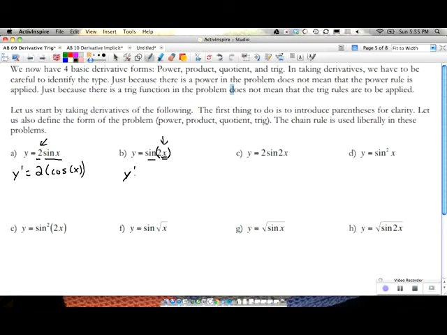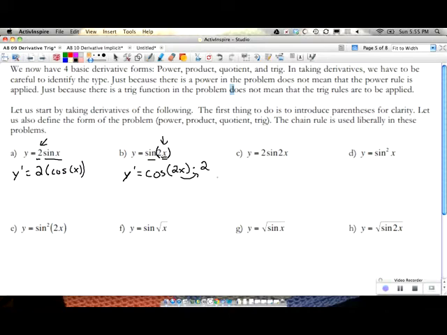We're going to take the derivative of the outer layer, the candy shell, I guess you could say, which is sine. So y prime is going to be cosine. Then we leave that inner layer alone the first time, so it's just 2x. Then we multiply by the derivative of that inside layer, which is 2.